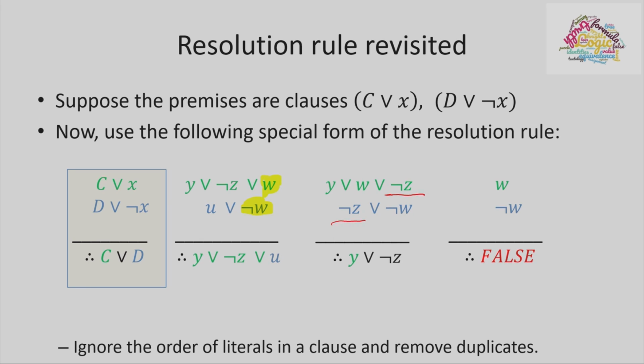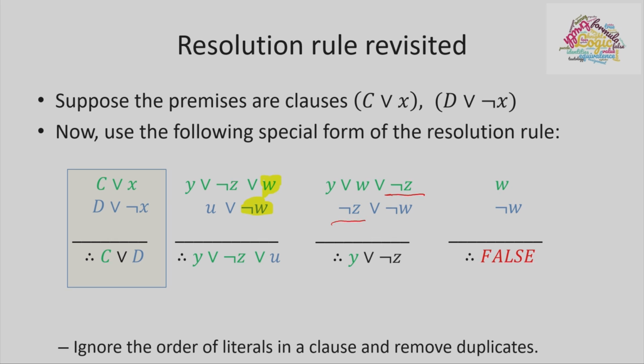So finally, what happens if your clause has only that literal and the other clause has only the negation of that literal? What if your first clause is W and your other clause is not W? In this case, you get an empty clause. You get an OR of nothing, which is false. Or another way of seeing it is, when something is true and something is false at the same time, that's a contradiction. That's exactly what we are using here.